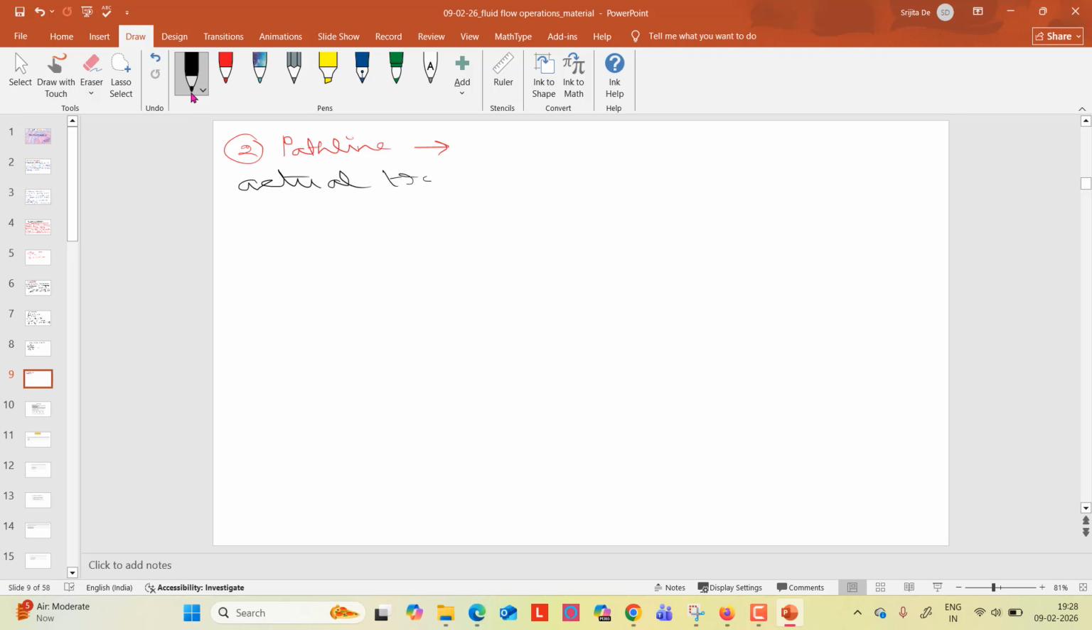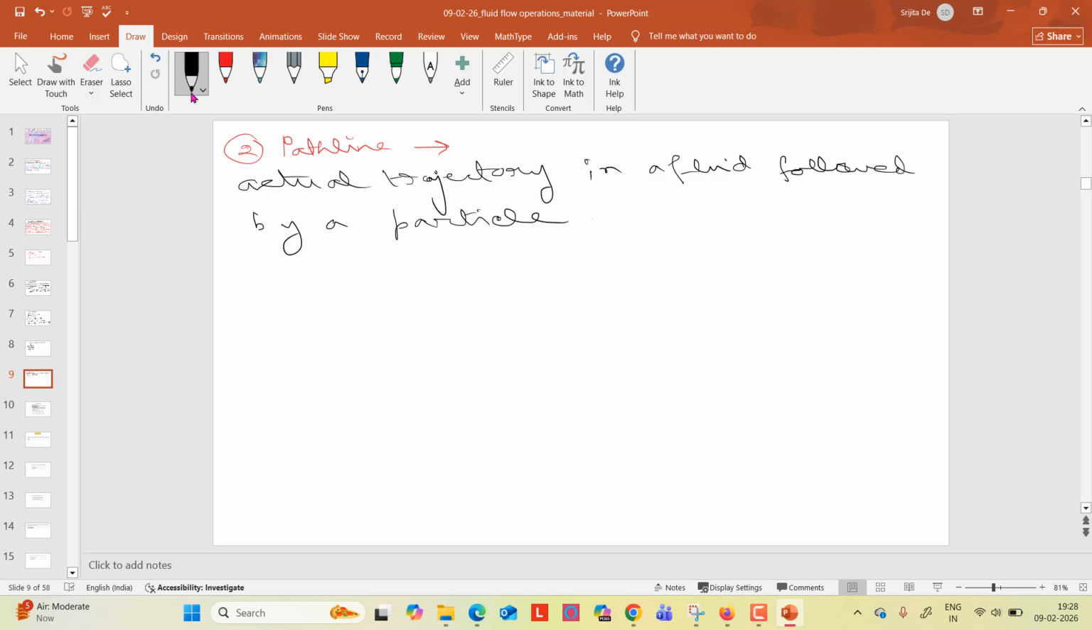Actual trajectory in a fluid followed by a particle. So suppose there is a dye or a particle given in the fluid and this is actually following the fluid motion. So that trajectory is that, and you will get a trajectory out of that, right? So that trajectory is called the path line.